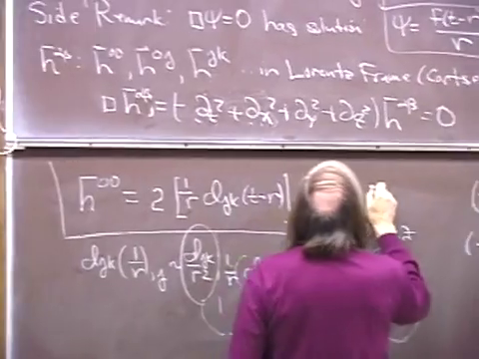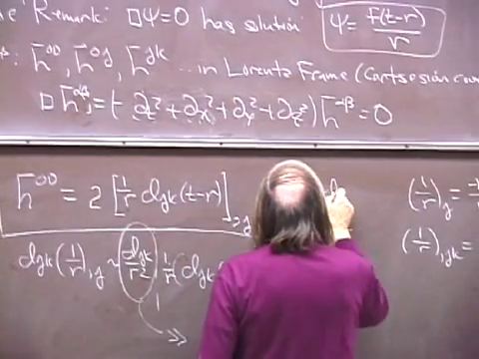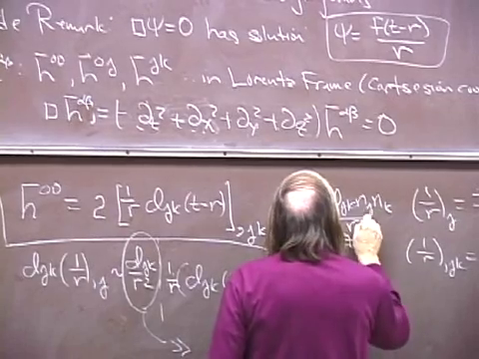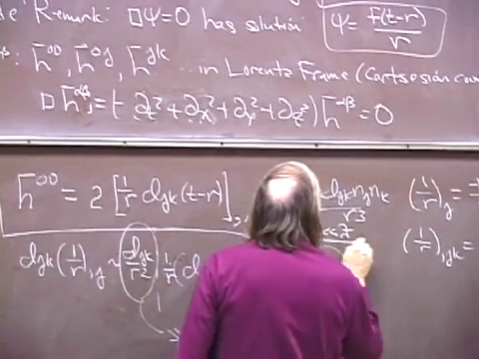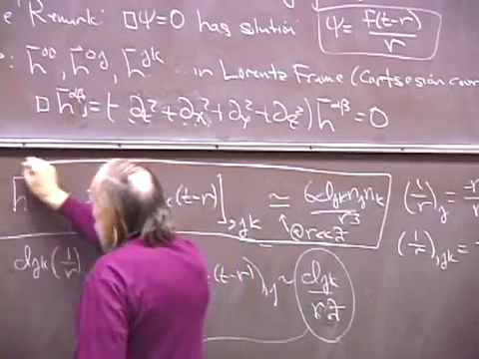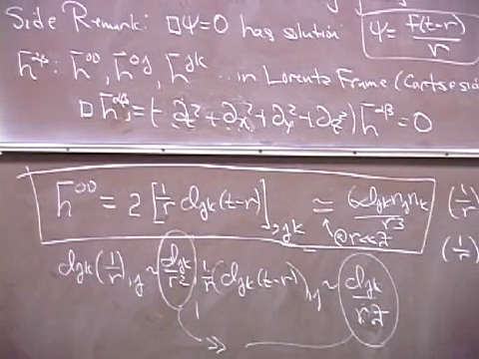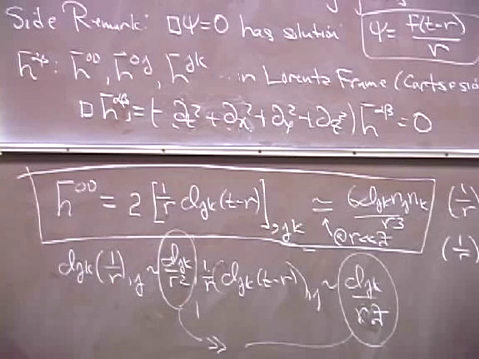to the desired form, 6ijk nj nk over r cubed, when I am at radii small compared to a reduced wavelength. So it's pretty straightforward mathematics.